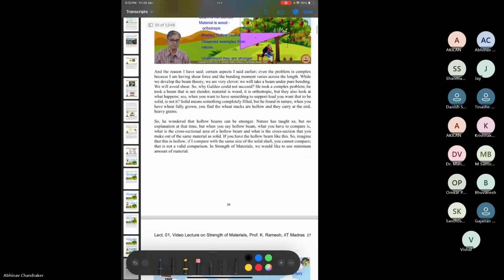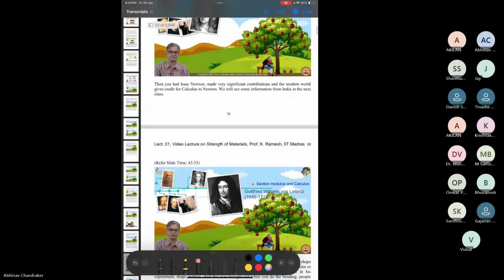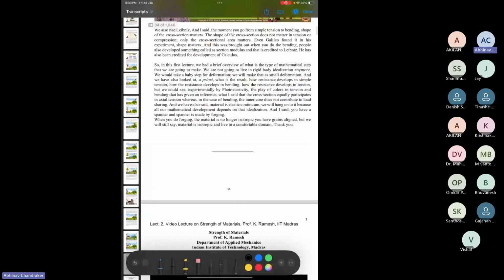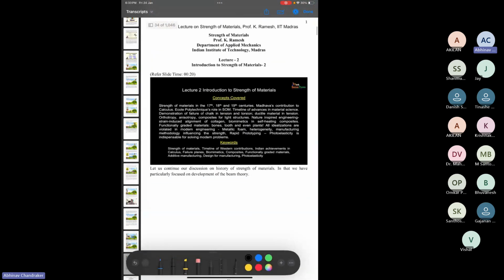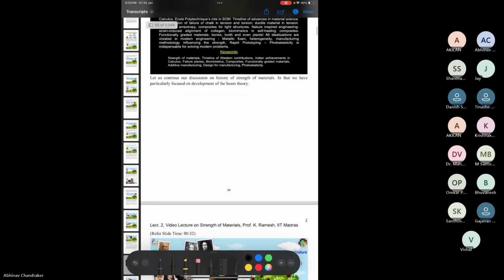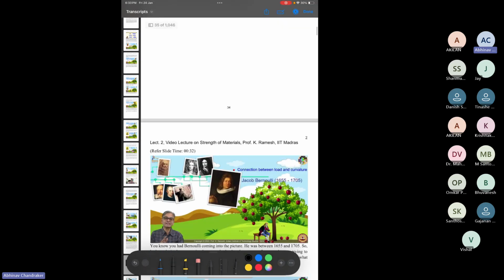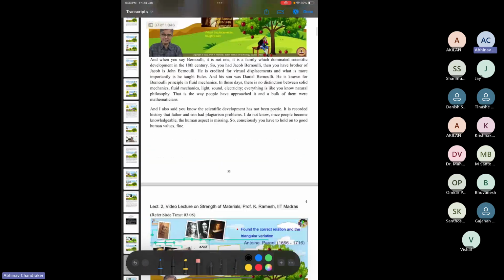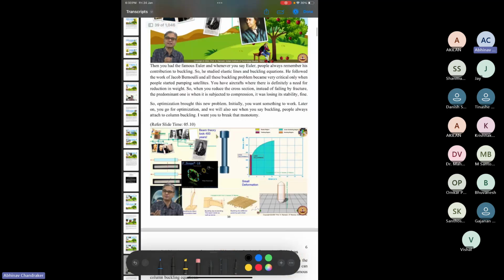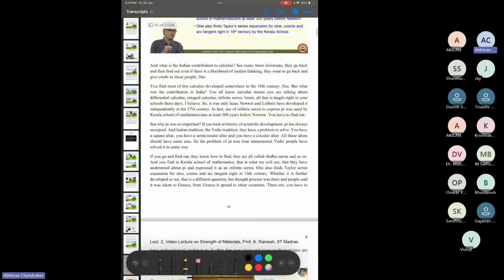So, sir has talked about how the investigation of the stress state in a loaded beam evolved over the centuries. I'll skip that part, because sir has explained it in a much better fashion. So I won't go through all of that.